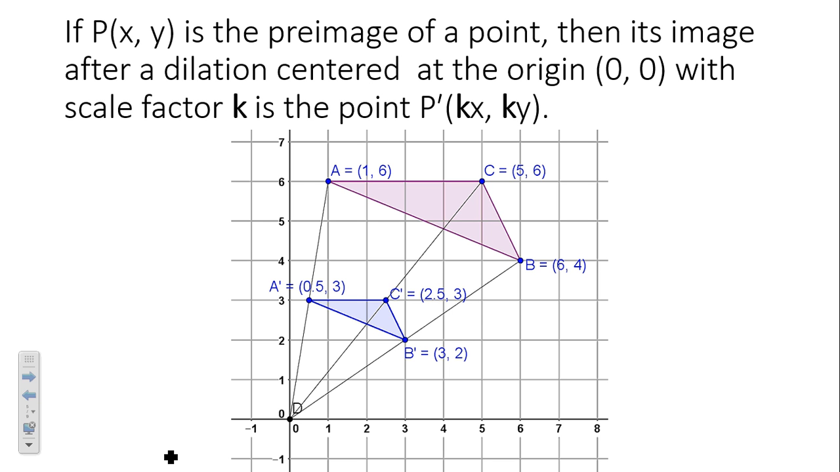I want you to look back closer to that big image again, okay? At the bottom of that big image is a statement that tells you that if a point P with coordinates x and y is the preimage of a point, then its image after the dilation centered at the origin 0, 0 with a scale factor of k is a new point P prime, and that P prime is found by taking k times the x value and k times the y value of the coordinate.